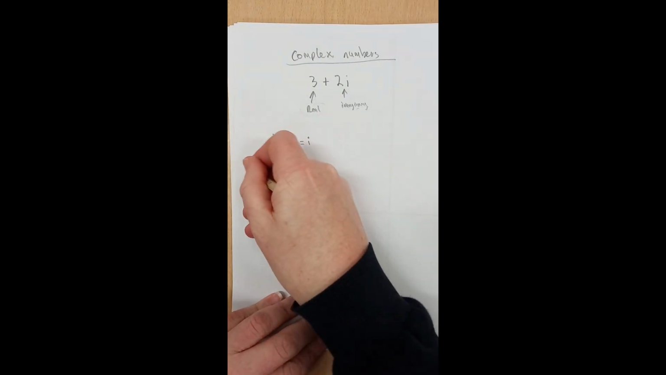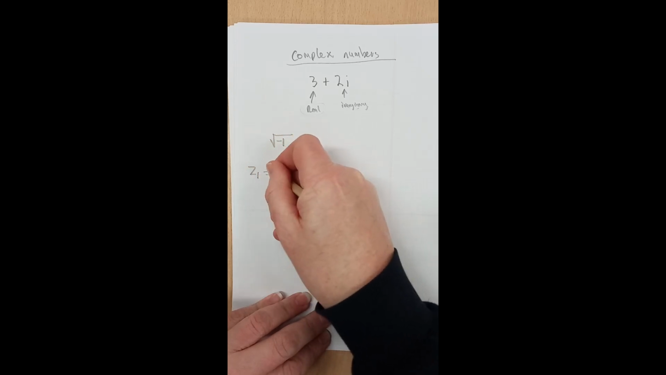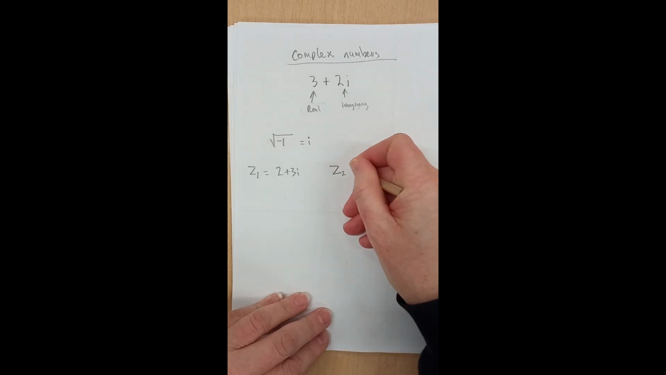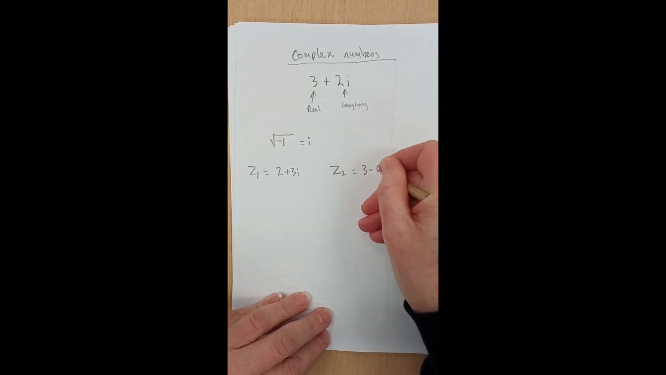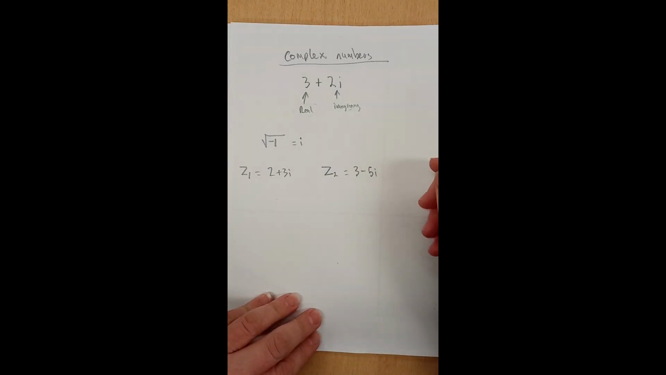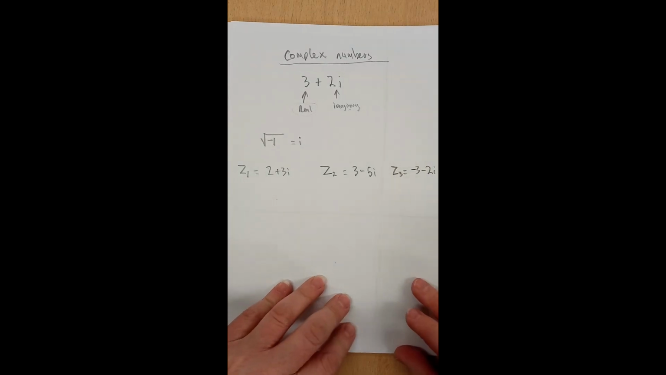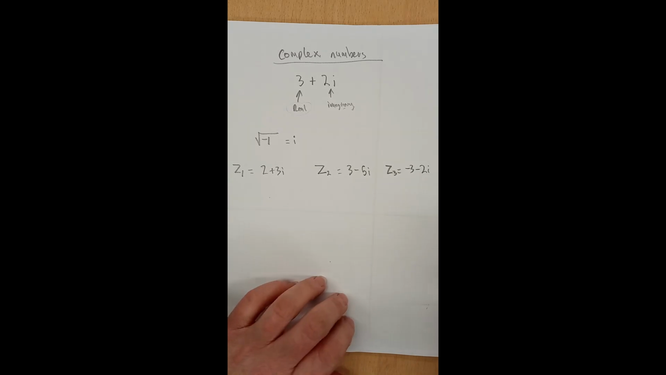So I'm going to give myself 3 complex numbers. This is the first one, Z1 = 2 + 3i. This is the second one, let's call it Z2 = 3 - 5i. And let's pick a third one then, Z3 = -3 - 2i. Okay? So there's 3 complex numbers.